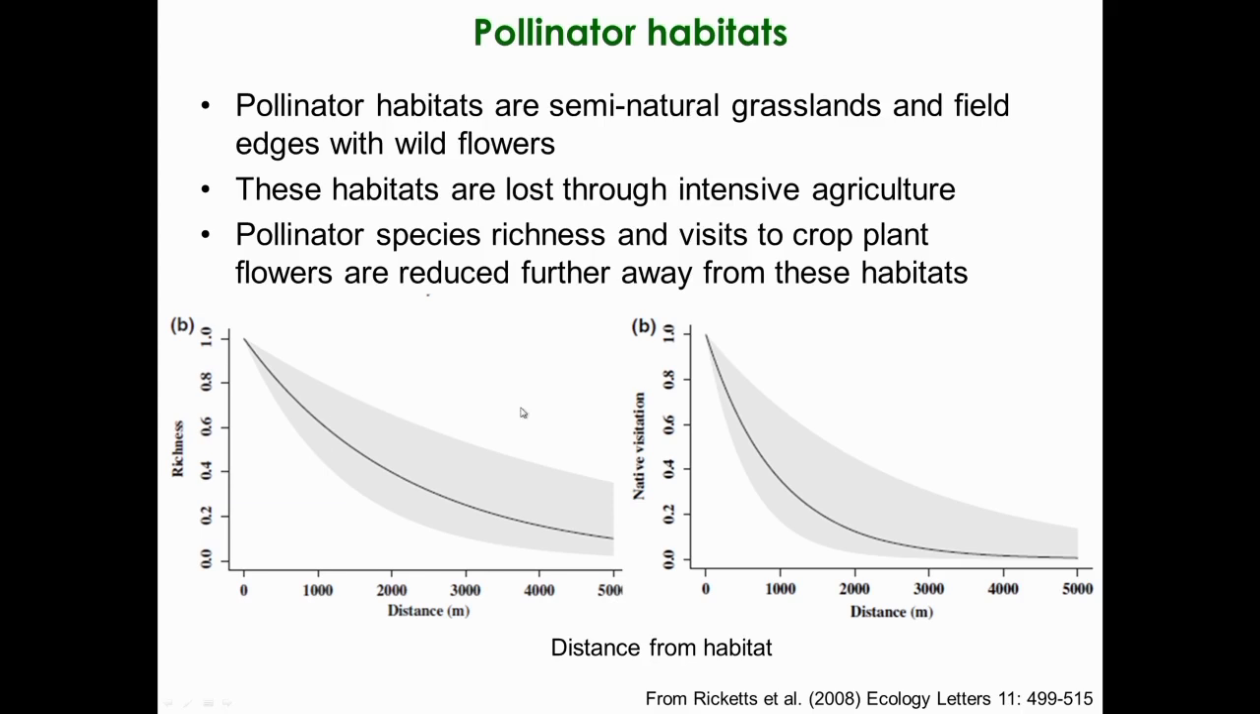So two metrics here. The graph on the left is showing the richness of these pollinator species. And on the right here, this is a quantification of the number of times that the pollinator visits a flowering plant in the crop. And as we can quite clearly see, as we're moving further away from these habitats, we're getting a substantial decline in the number of visits that these pollinators are making to the crop plant flowers. And likewise, pollinator species richness is significantly declining as we move further away from these habitats.